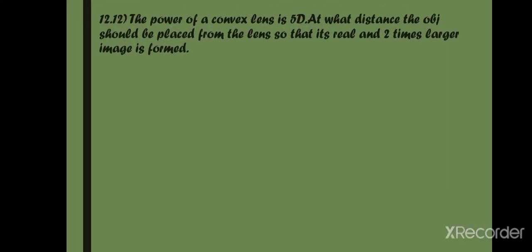Last numerical: the power of a convex lens is 5 diopters. D is for diopter, which is the unit for power of a lens. A convex lens is there. At what distance should the object be placed from the lens so that a real and 2 times larger image is formed? You can see that power is given, the focal length is not given. It means you have to use the power of the lens to find the focal length, and you must remember the relationship between focal length and power of a lens. I think you remember.